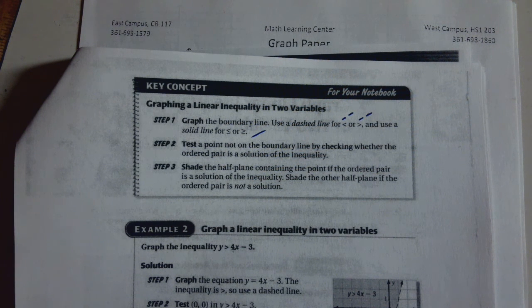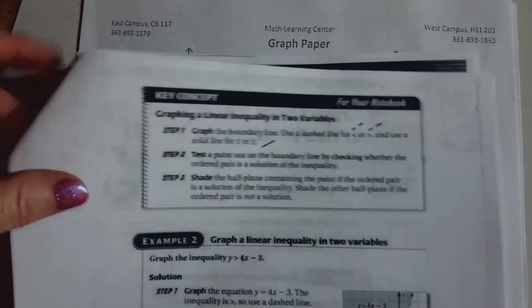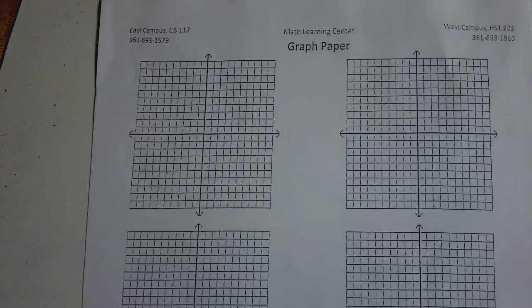So say I have a top of a graph and the bottom of a graph. If I test the top and I pick an ordered pair on the top of the graph and it works, then everything above that, the top of the line, will work. So we'll do some and you'll see what I'm saying. And then you shade where it's true. So let's start with our first one here.